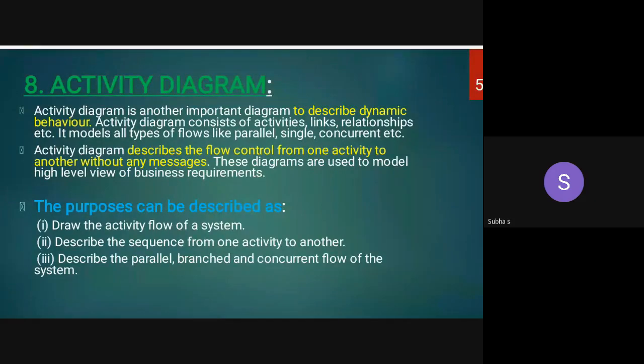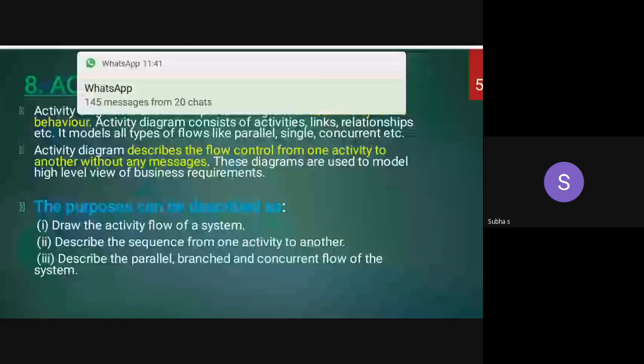What is the need of the activity diagram? It shows the sequence from one activity to another activity. We have to describe that sequence in an elaborate manner. It describes parallel flow, branch flow and concurrent flow. Previously, in the state chart diagram, there was only one flow, but the main difference in the activity diagram is that we use parallel flow, branch flow and concurrent flow of the system. Parallel execution has to be done. That is the main thing to take into account in the activity diagram.